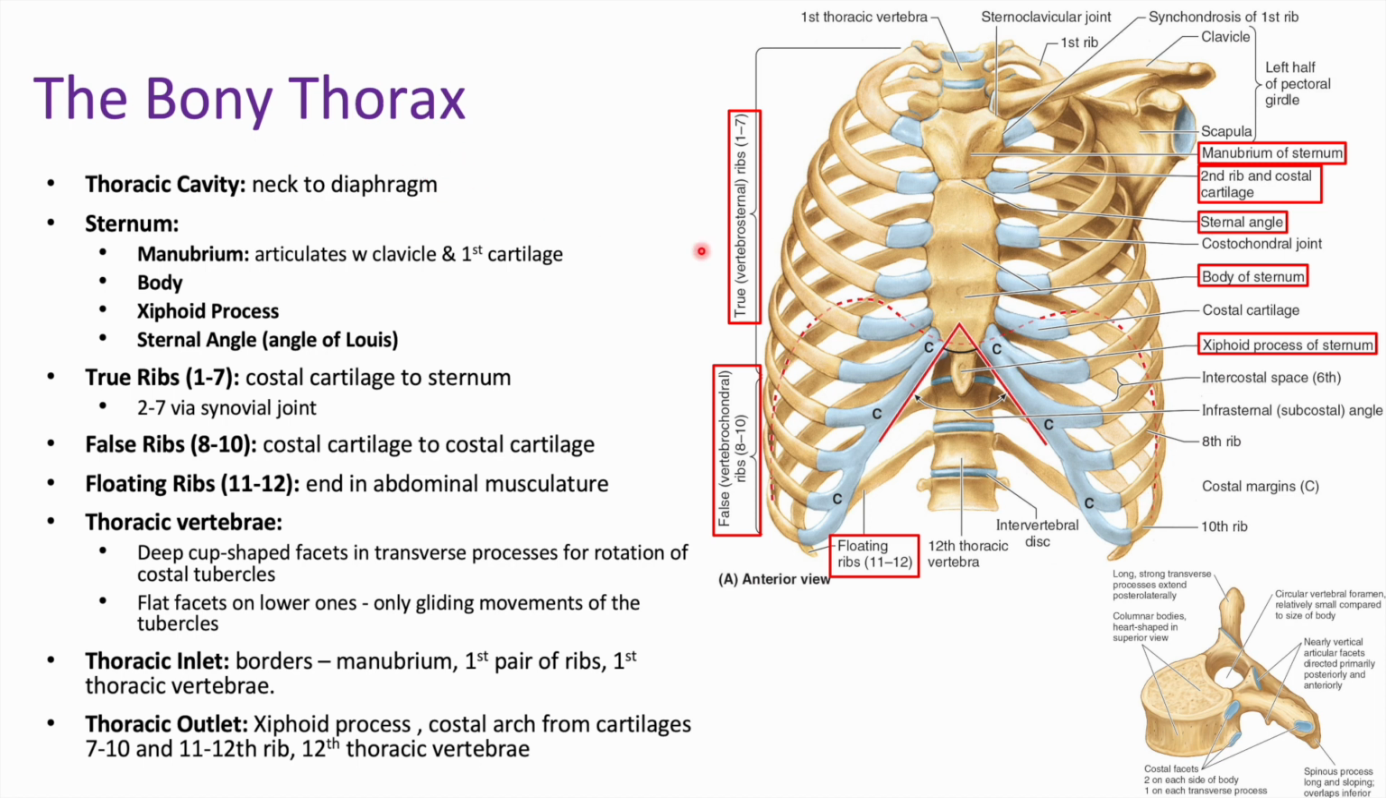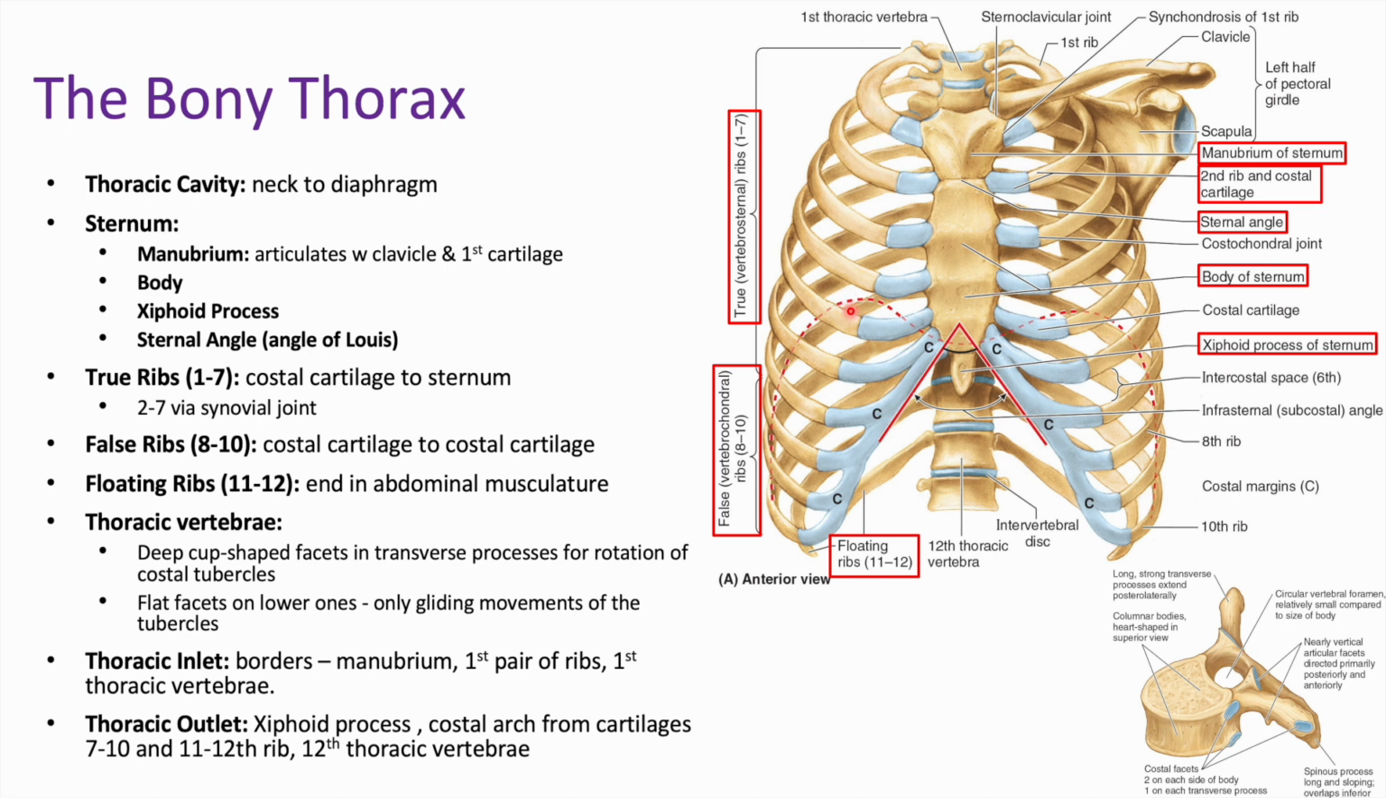A couple of important things to know in the bony thorax. We have our thoracic cavity, which is the space between the ribs and the vertebrae and this group of bones here called the sternum. The sternum has a few pieces: the manubrium up here, the body, and the xiphoid process. One really important structure is the line that separates the manubrium and the body, known as the sternal angle, or the angle of Lewis. This is really important clinically, which we'll look at later, because it's the location of the second rib.